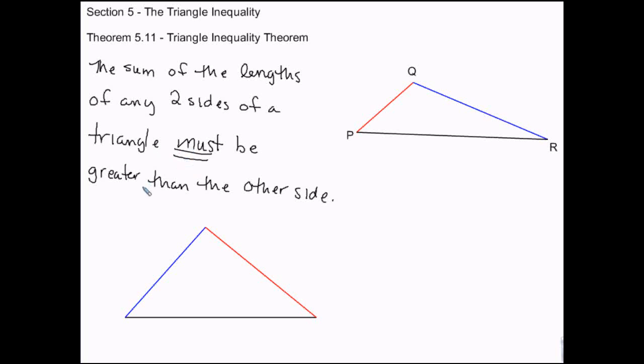The sum of any two sides of a triangle must be greater than the other side. So basically, if you add PQ plus QR, it has to be greater than PR. And if you add PQ plus PR, it has to be greater than QR. And if you add QR and PR, it has to be greater than PQ.